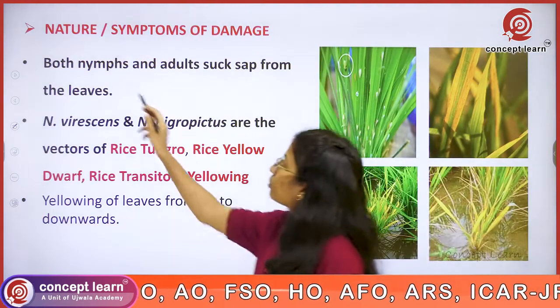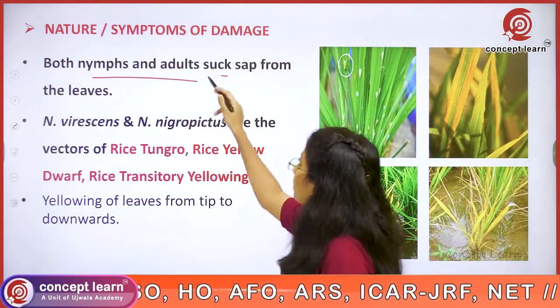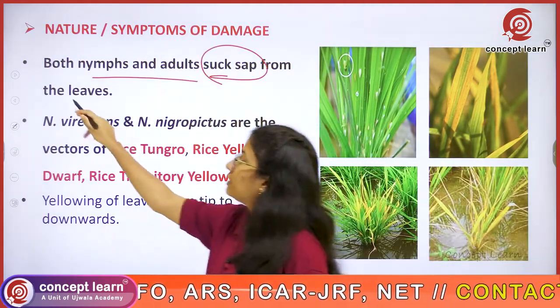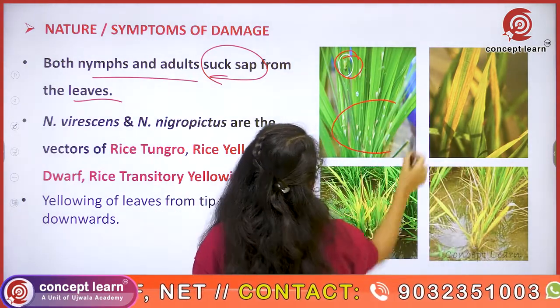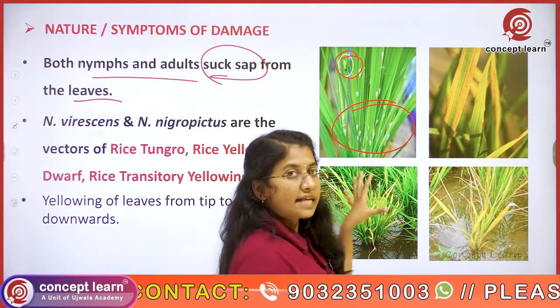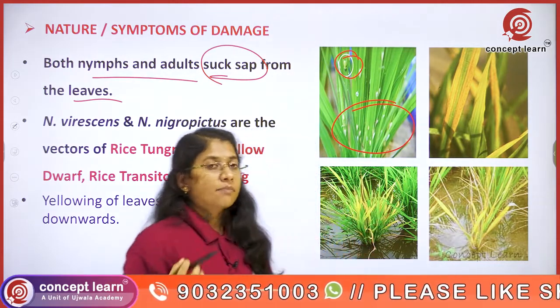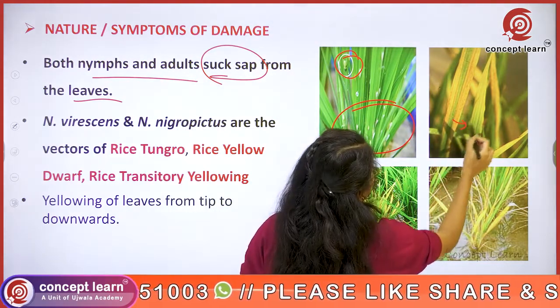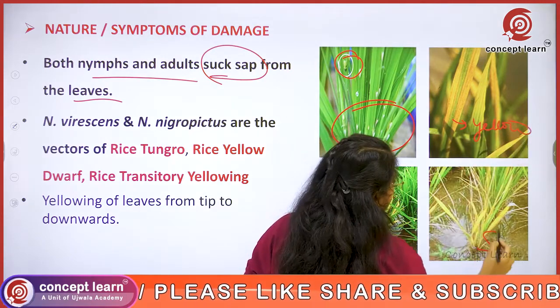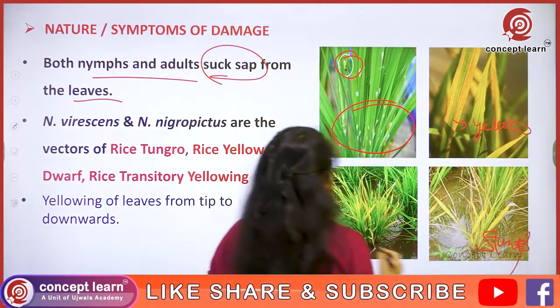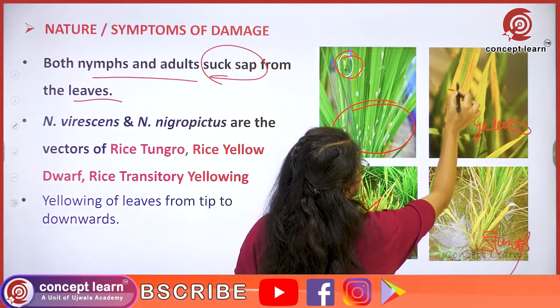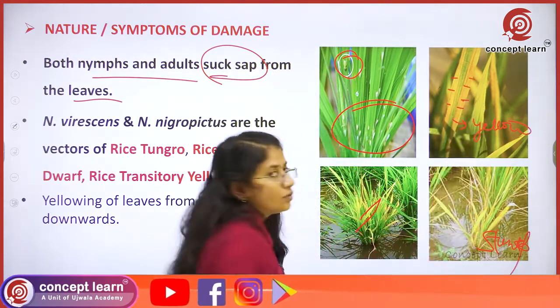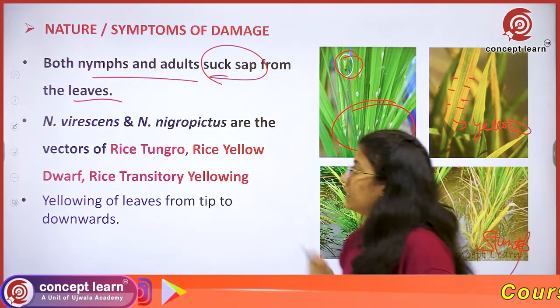In this case also, both the nymphs and adults usually suck the sap from the leaves. Here you can see the adults and the nymphs sucking sap from the leaves. As they suck sap, the leaves usually turn yellow and become stunted in growth. Here the mid half portion is becoming yellow due to the attack of the rice green leaf hopper.